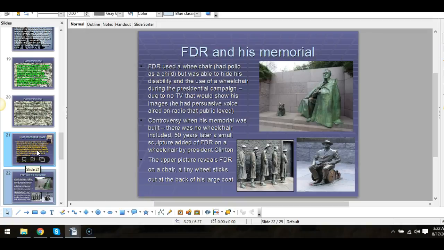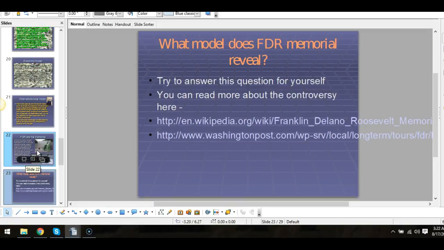There was a controversy around the memorial because when the memorial was built, there was no wheelchair included. The big picture, the first image, shows him sitting on a chair with a big coat, and if you walk behind the statue, you can see a tiny little wheelchair sticking out in the back. Finally, in the 90s, during the Clinton administration, they added a very small statue of FDR sitting in a wheelchair to add this identity to his presidency.